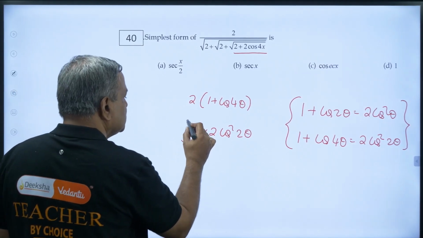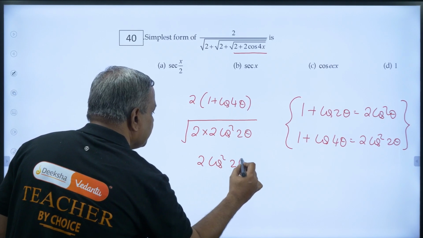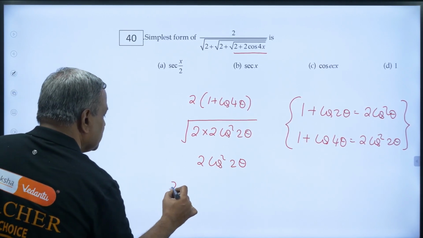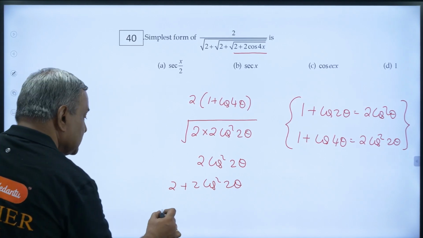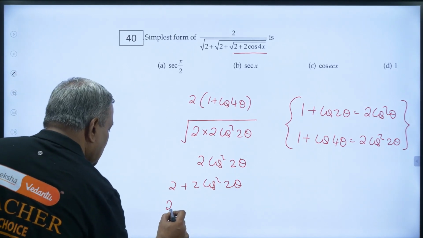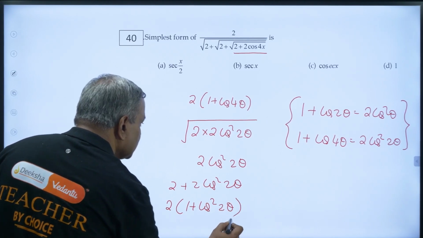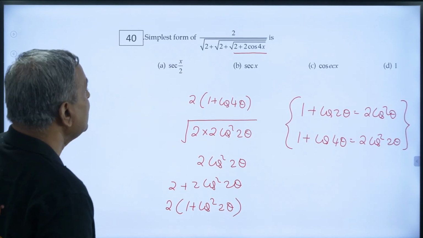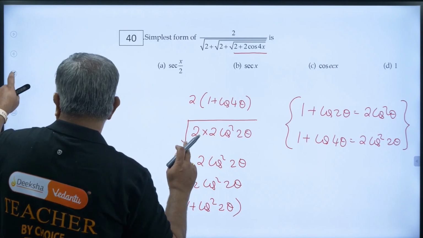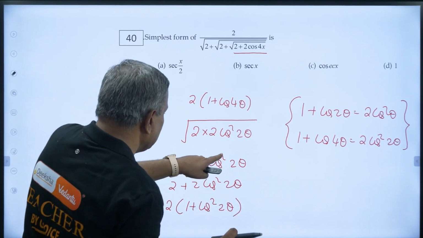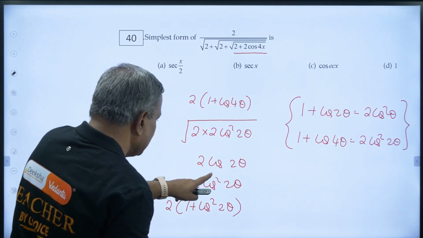You are taking the root. So this becomes 2 cos square 2 theta. Again you are adding 2. So 2 plus 2 cos square 2 theta. Okay, so what happens? This 2 is taken common, 1 plus cos square 2 theta. Sorry, if you are taking the root, this will become how much? 2 cos 2 theta. This becomes 2 cos 2 theta.